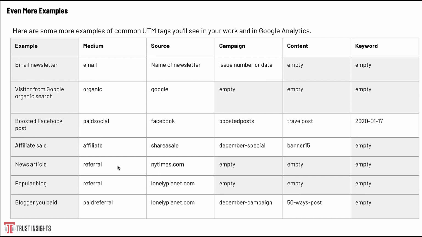Some sites like the New York Times will show up as referral traffic. Popular blogs, also referral traffic, and we'd see that in the source medium. And maybe if you're going to pay a blogger or an influencer, you might want to, again, use that same syntax to help you understand exactly what this publication or blogger or whatever did for you.